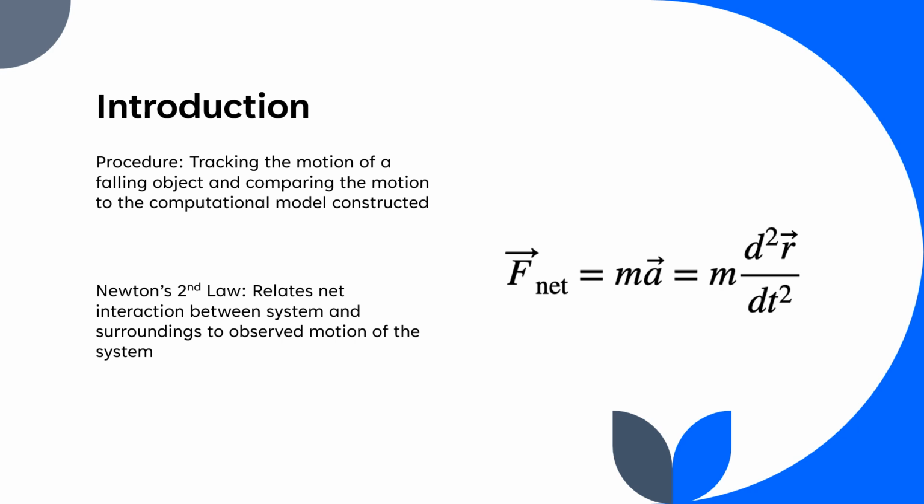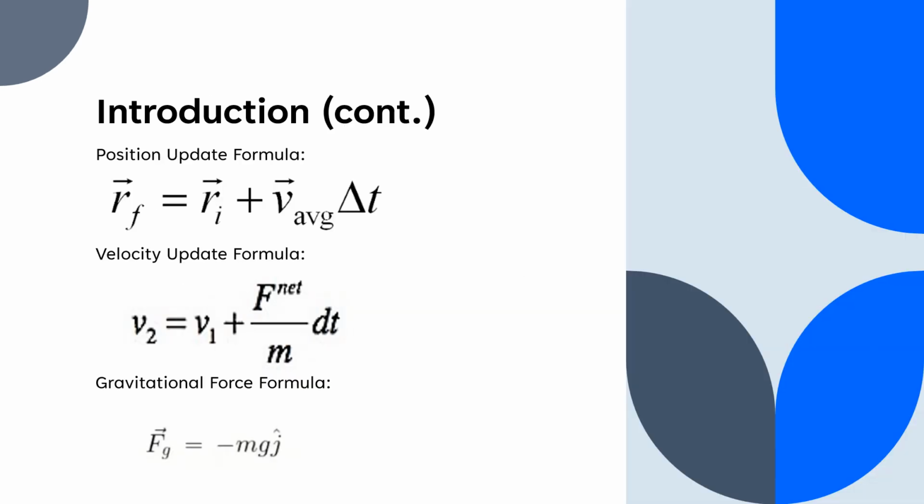The fundamental physics principle of Newton's second law relates the net interaction between system and surrounding to the change in momentum that it undergoes over a change in time. Some formulas of importance within this experiment include the position update formula and the velocity update formula, along with the gravitational force formula, working in concurrence with the initial information gathered from the system's video analysis, and properties to provide a basis for the computational model constructed.